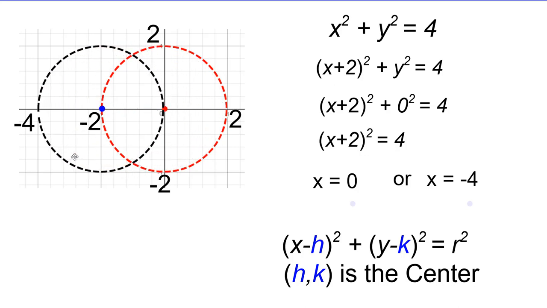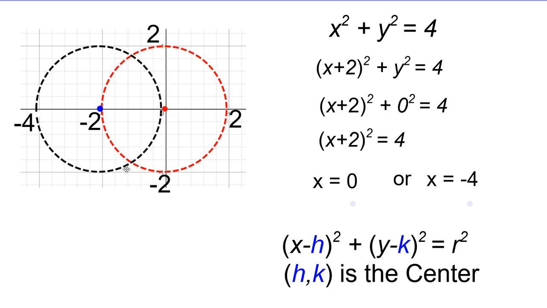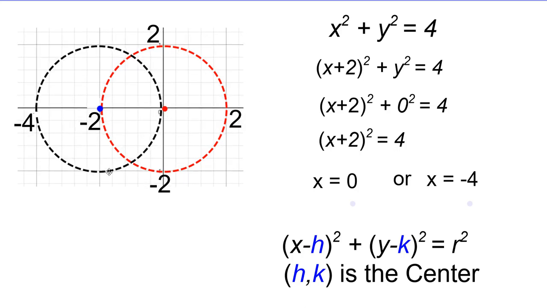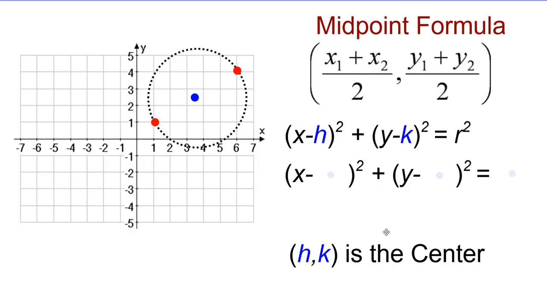So when I move it to the left 2, then the x component is going to be x plus 2, and that shifts everything over to the left too, which is a little counterintuitive to what you think it would do, but that's how it works. So it's x minus h squared plus y minus k squared, and that's the equation for the circle.